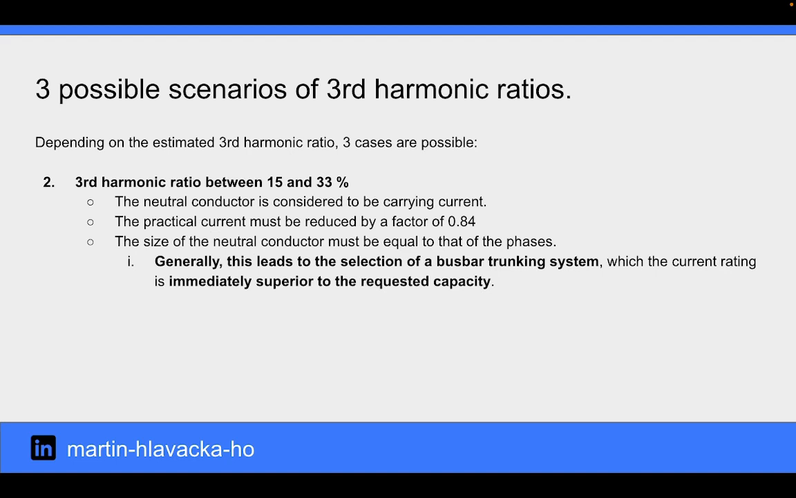If the third harmonic ratio is between 15 and 33%, then the neutral conductor is considered to be carrying current and the practical current should be reduced by a factor of 0.84. The size of the neutral conductor must be the same as that of the phases. This generally leads to the selection of a busbar trunking system whose current rating is immediately greater than the requested capacity.